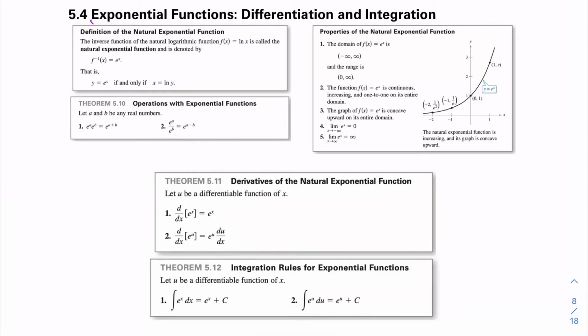5.4 Exponential function. How do we take the derivative and the antiderivative of any given exponential function? So the natural exponential function y equals base e to the x. If you look at y equals e to the x, as x approaches infinity it's increasing, and when x goes to negative infinity, the y value will approach 0. So these two limits here.